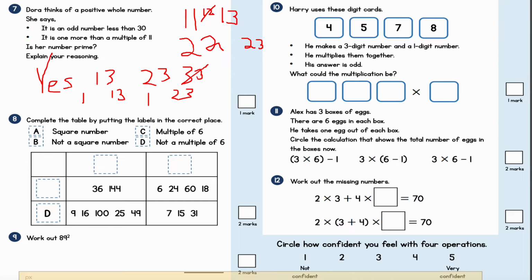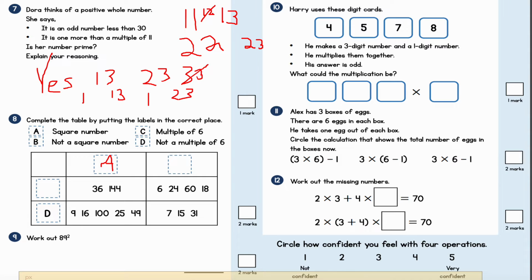This is question number 8, guys. Complete the table by putting the labels in the correct place. A is square number, multiple of 6, not a square number, not a multiple of 6. So this one is going to be A because they are all square numbers in here.